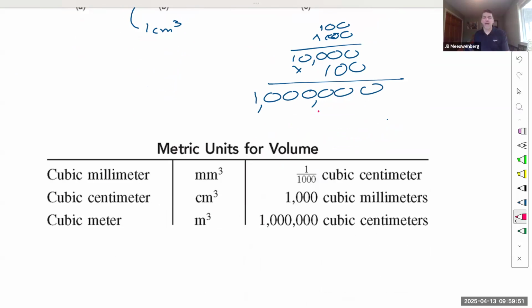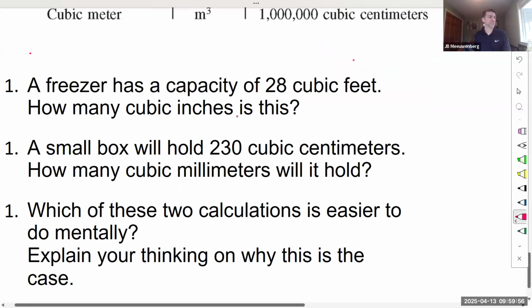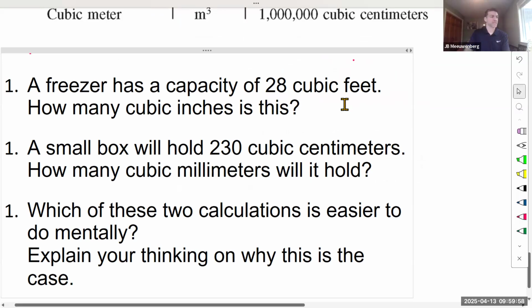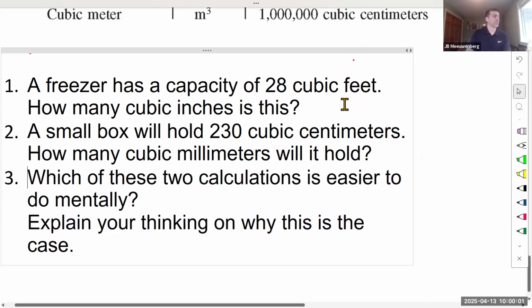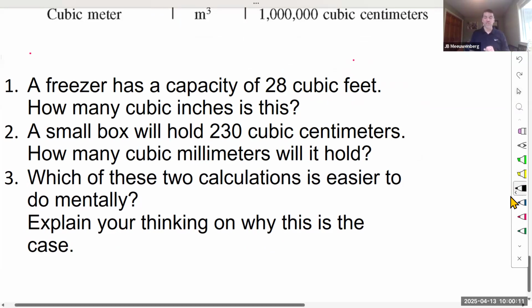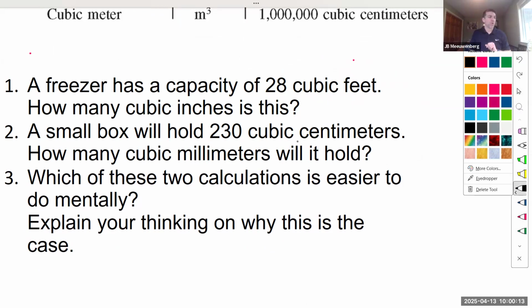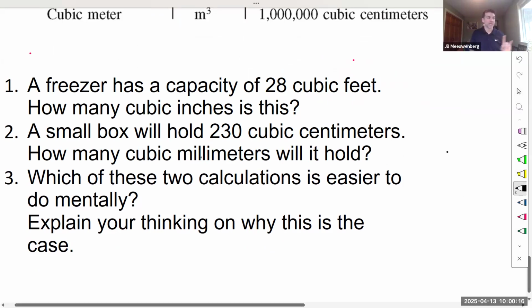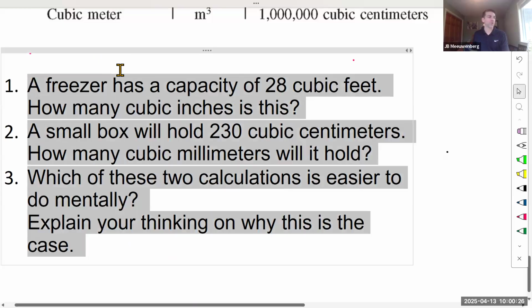So just to look at some application problems of this, let's ask these questions. And the first one is about the volume of a refrigerator. A freezer has a capacity of 28 cubic feet. So how many cubic inches is that? The next one says a small box holds 230 cubic centimeters. How many cubic millimeters will it hold? And then the next question is, which of these calculations is easier to do mentally? Take a moment and see if you can work through those problems on your own.